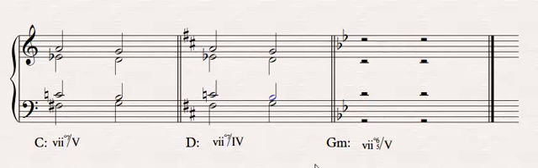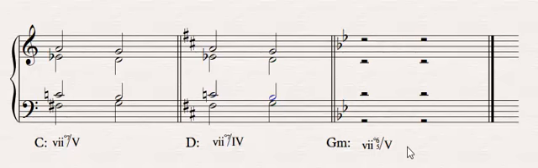Okay, so give this a try. Do G minor, 7 diminished 6/5 of 5. Figure out what 5 is, take that leading tone, and then build the chord from there. Okay, so 5 in G minor is D major. So the leading tone of D major is C sharp, and this is 6/5.